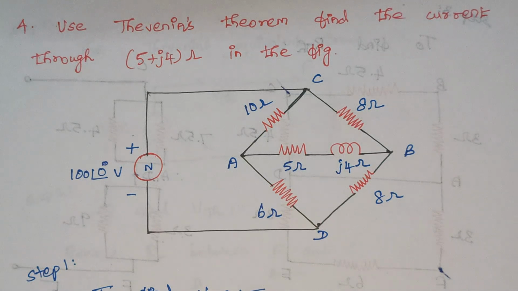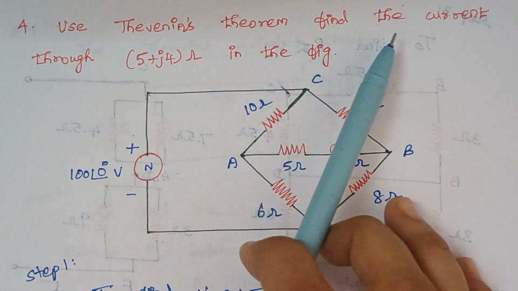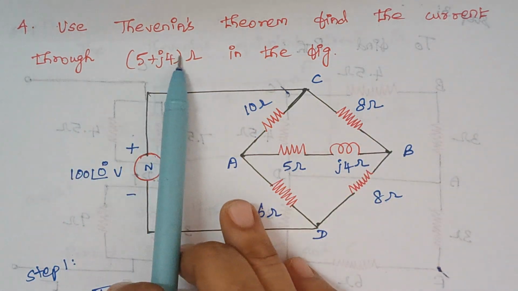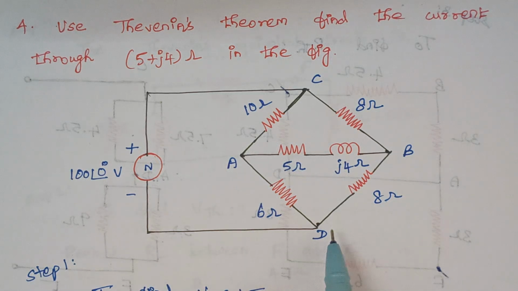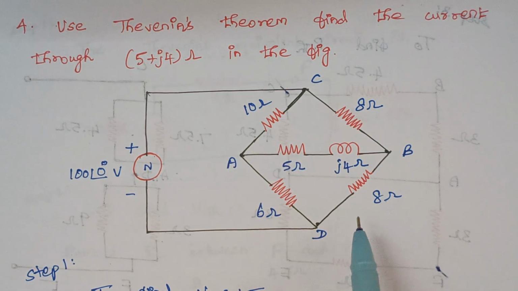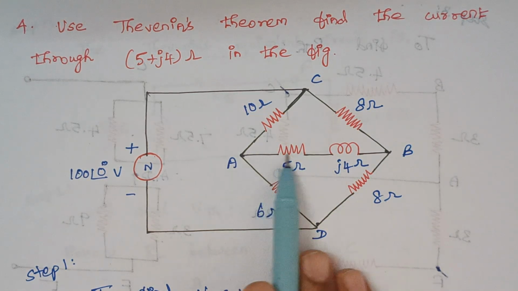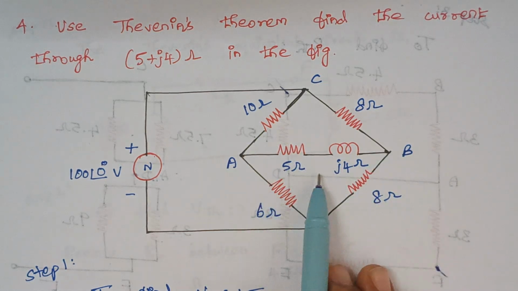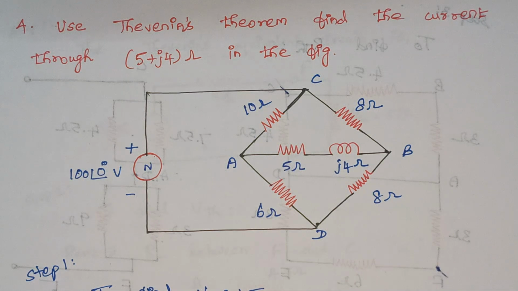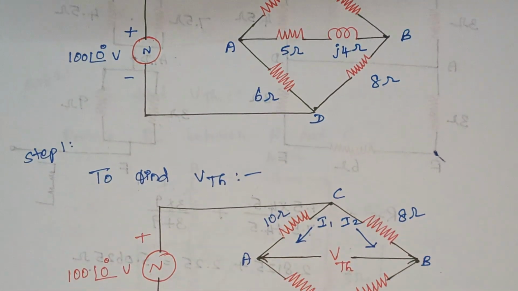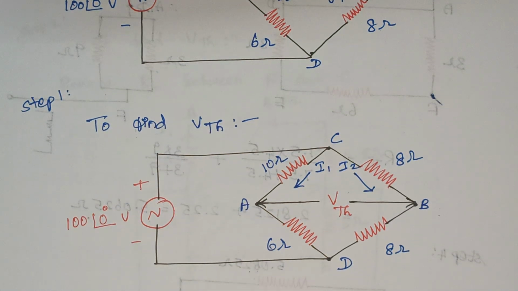The problem is: use Thevenin's theorem to find the current through 5 plus J4 ohm in the figure. So here is the given circuit diagram, and we are expected to calculate the current that flows through this path, 5 plus J4 ohms. The first step is we need to calculate the Thevenin equivalent. So what is the procedure? We have to remove this load resistance, so just draw a circuit diagram after removing the load resistance.